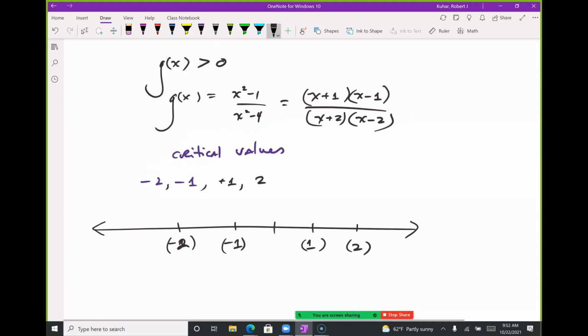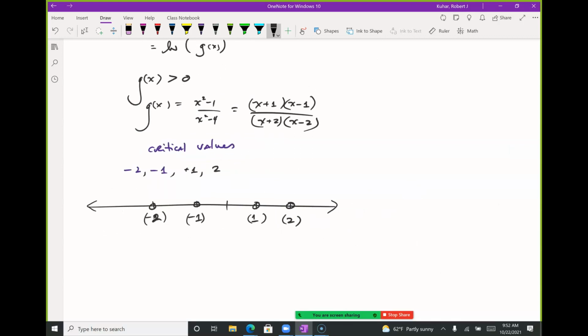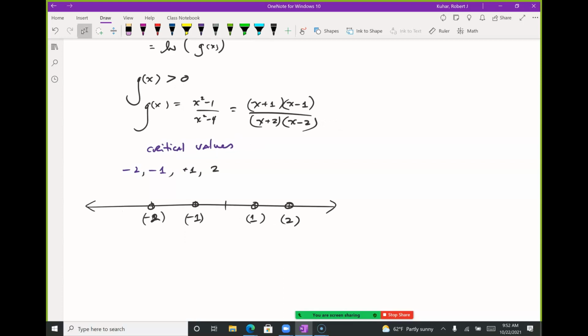Why? Because they can't be greater than values. Good. I heard the two things I need. I need this function to be bigger than 0. So if I let negative 1 or 1 in, it's equal to 0. No good. Can't put that into a log function. And then at plus and minus 2, I've got vertical asymptotes, right? So those are no good either. So these critical values are creating the columns to my sign table, right?